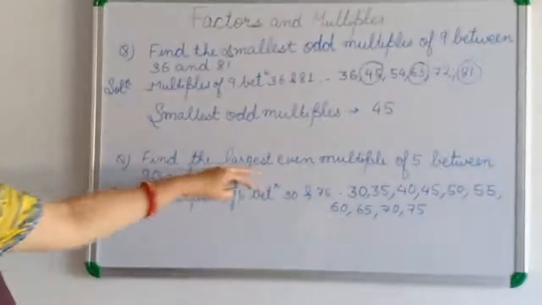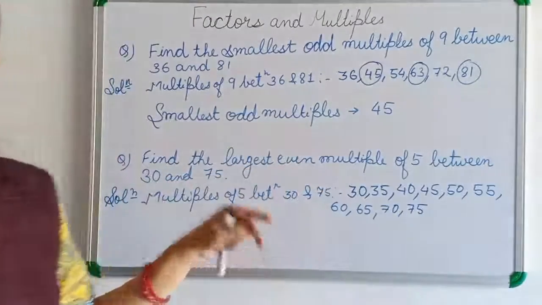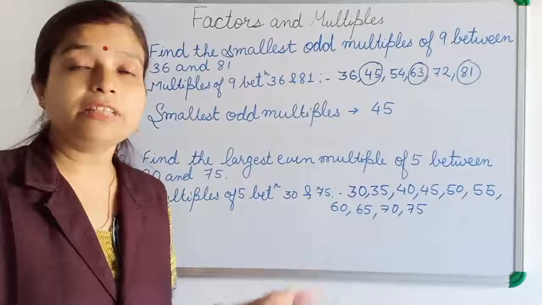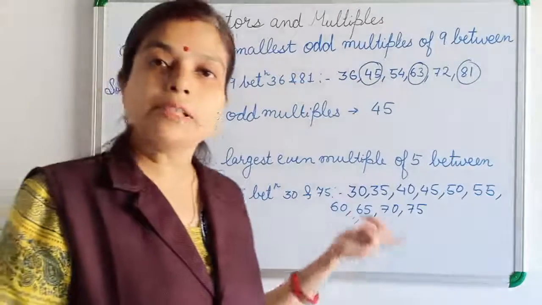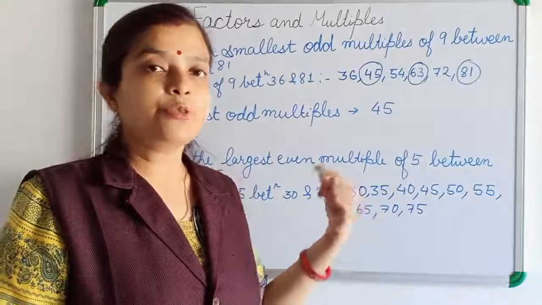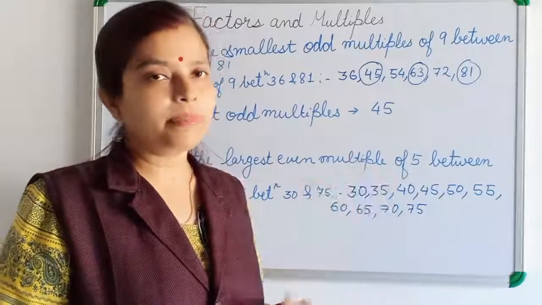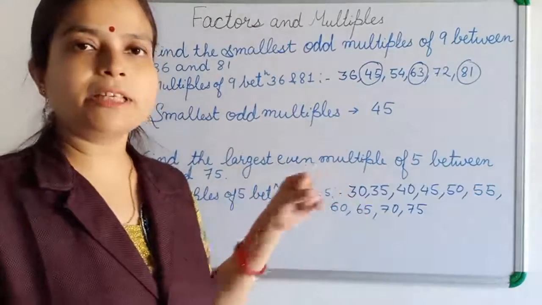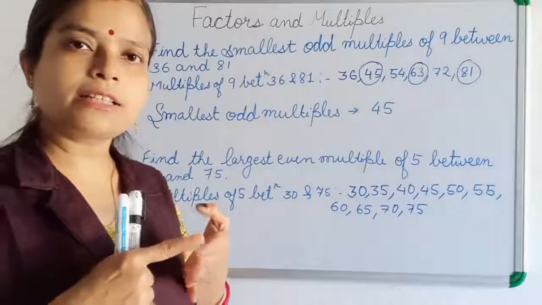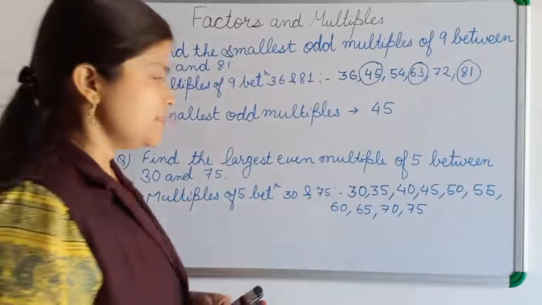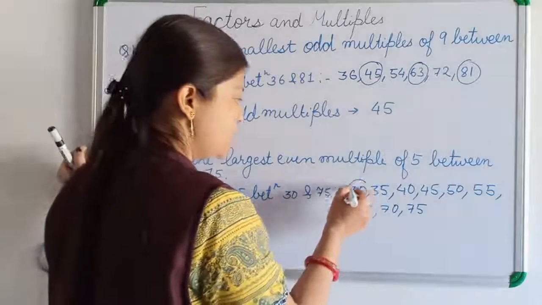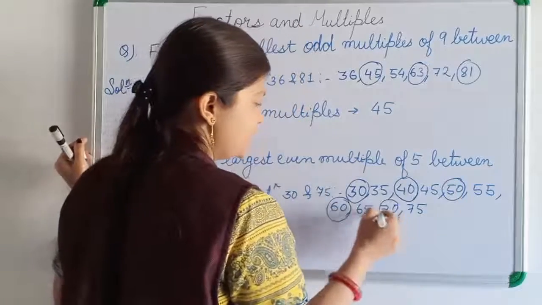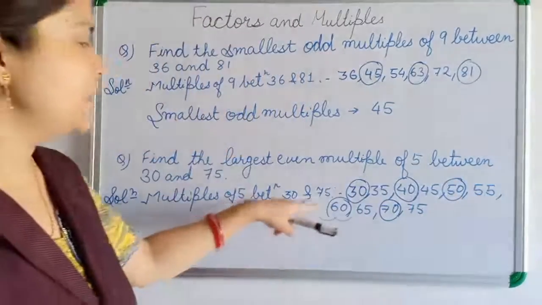Now we have to find the largest even multiple. First we will circle what are the even multiples. What is an even number? Even numbers are numbers that are divisible by 2. That number which 2 can divide perfectly without leaving any remainder. And that we have discussed only in ones place. The number will end in the ones place by 0, 2, 4, 6, 8, like this. So here there is only one option, 0. So these are the even numbers. Okay. These are the even multiples of 5 between 30 to 75.